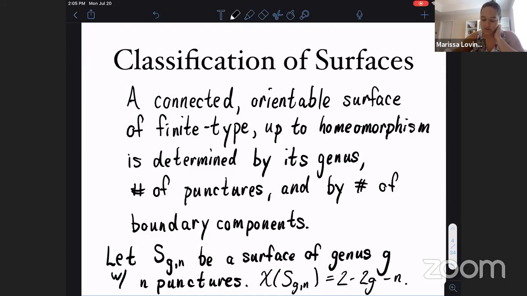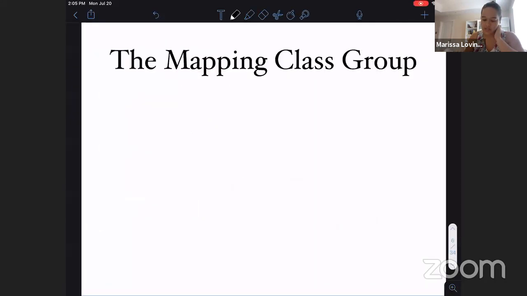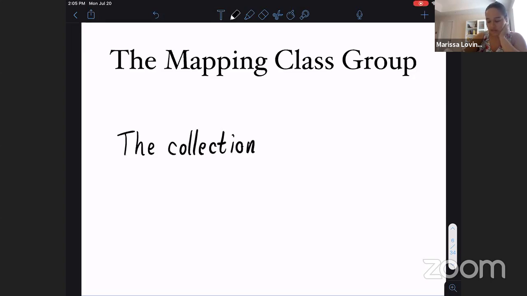Okay, so great, let's skip ahead. So I'm going to talk about the mapping class group. And I'm going to start by just giving a very hand-wavy notion of what the mapping class group is. That hand-wavy notion is that the mapping class group is the collection of symmetries of a surface.